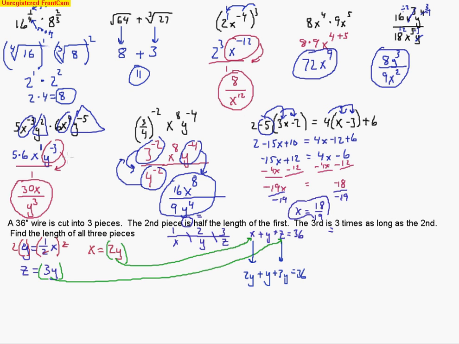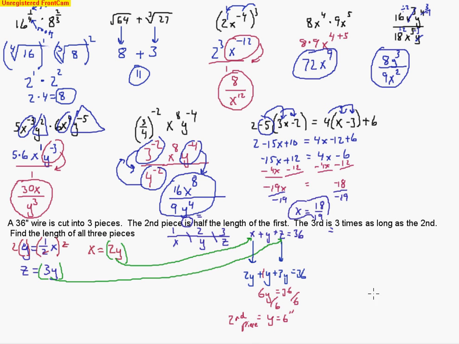So now what we need to do is just combine some like terms. So we got the 2y plus 1y plus 3y's. That makes 6y's all together equals 36. You divide by 6, and we got y is 6. That means the second piece is 6 inches long. So 6 inches is the second piece.